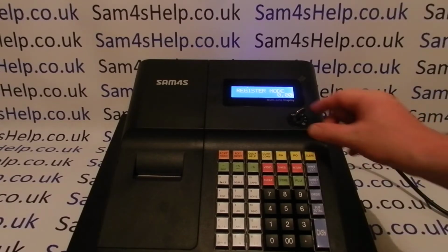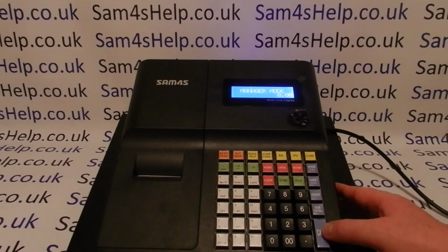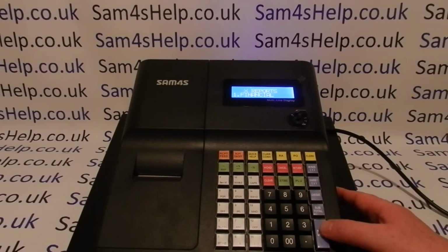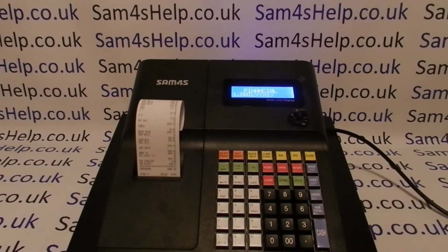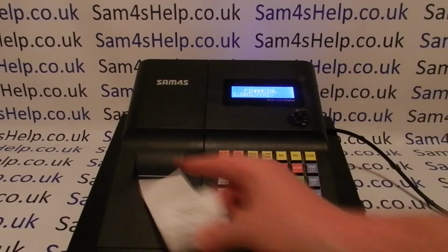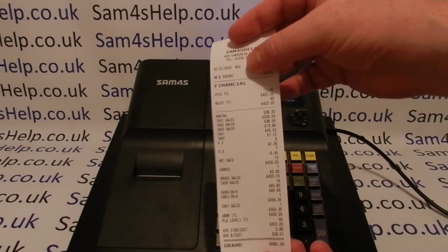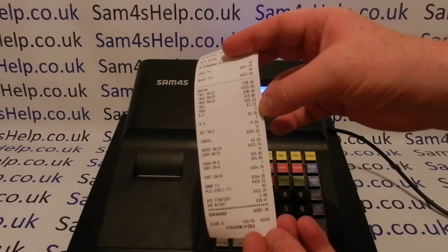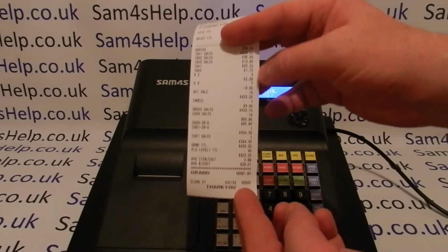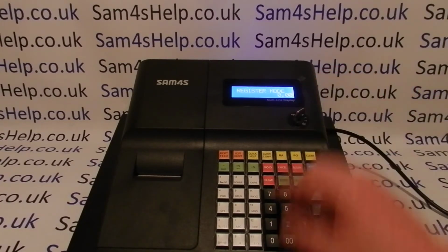So if we look at the X reports on this machine, the most common one, when you turn the key to X mode and go into X reports, would be your financial. Financial on this machine is your takings, effectively. So it has all the same information that a Z1 report would have. It's timed and dated. You have the total number of sales by PLU and then the tax splits, any discount information. It's exactly the same as your end of day Z report, but it hasn't reset the information, so it's still there. You can still add sales to it.